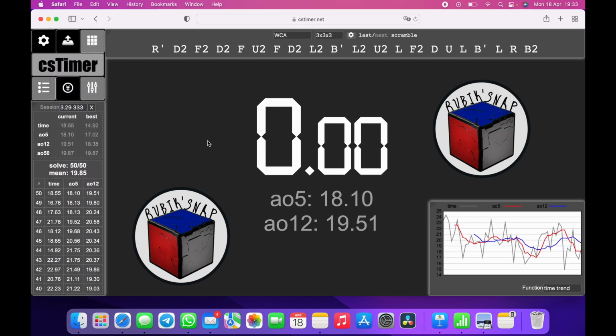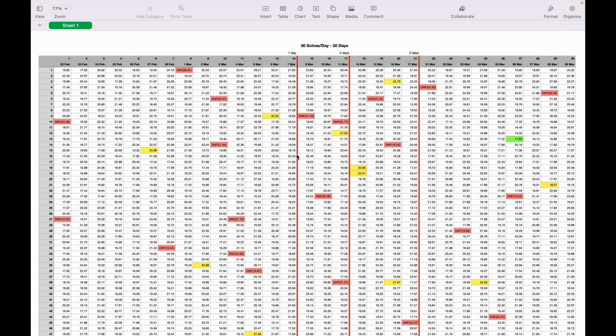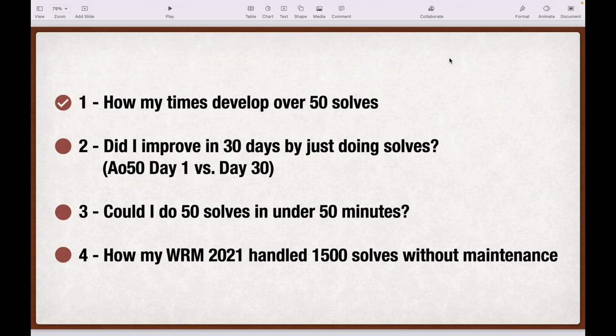So what did I do? I just exported all these sessions, downloaded them all and put them into a spreadsheet. Don't be afraid, I'll explain this a little bit in detail. So let's dive right into the first one, how my times developed over 50 solves.